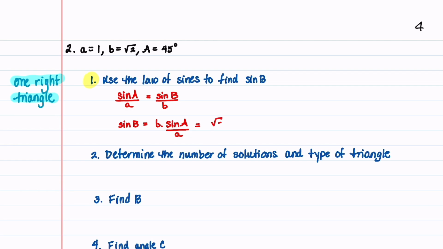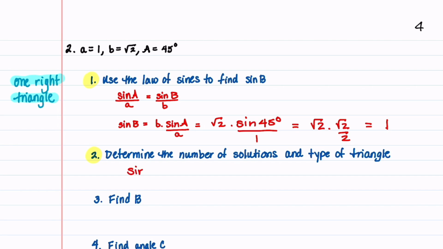b is equal to root 2. We have the sine of 45 degrees divided by a, which is 1. This gives us root 2 times sine of 45 degrees, which is root 2 over 2, and this gives us a value of 1. We'll now determine the number of solutions and the type of triangle.